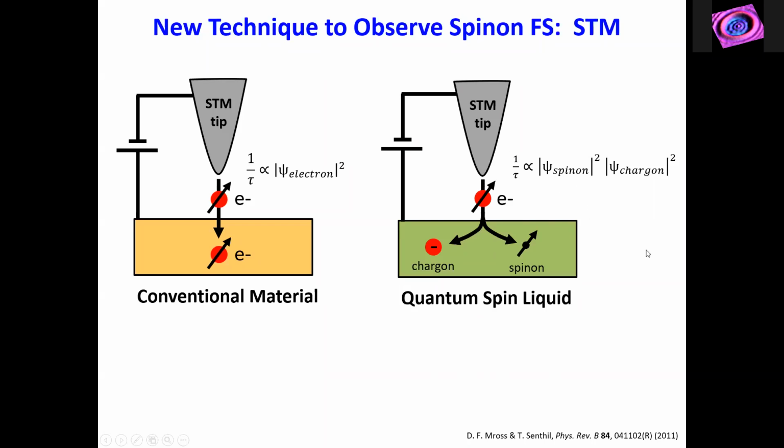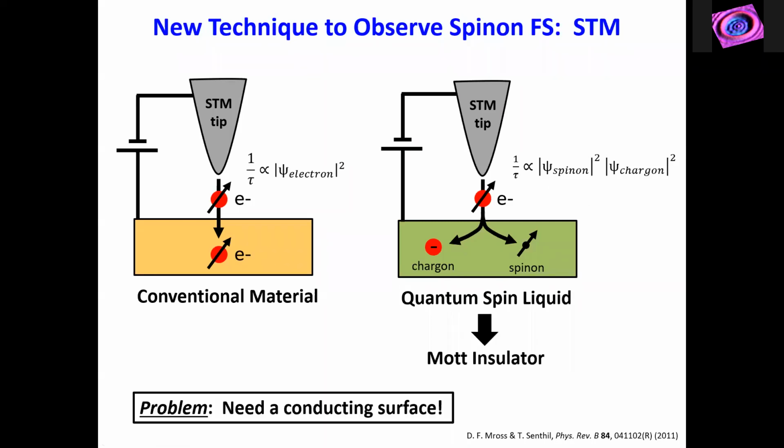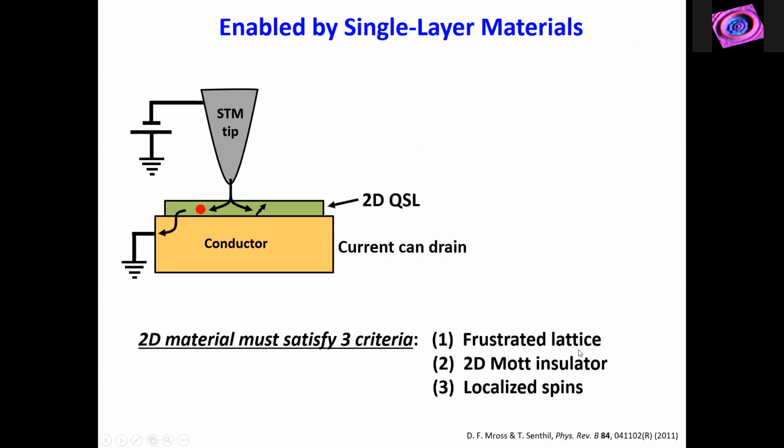So why aren't there a bunch of STM papers out there where all the STM guys are saying, I can see spinons? The reason, of course, is because quantum spin liquids live in Mott insulators, and you cannot tunnel into an insulator. You need a conducting surface to do STM. So normally that's impossible, but with two-dimensional materials, we can do a trick.